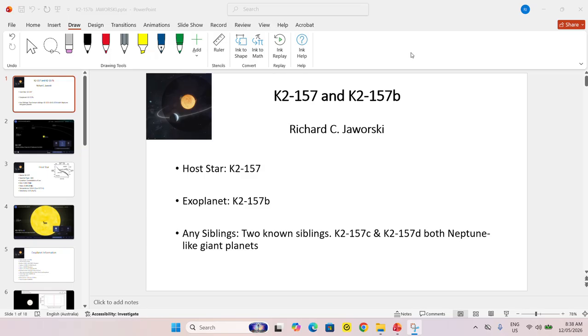to observe, and different from the usual hot Jupiters that I have been observing. So the host star is K2-157 and the exoplanet is K2-157b. There are two known siblings, K2-157c and K2-157d, and these are both Neptune-like giant planets.